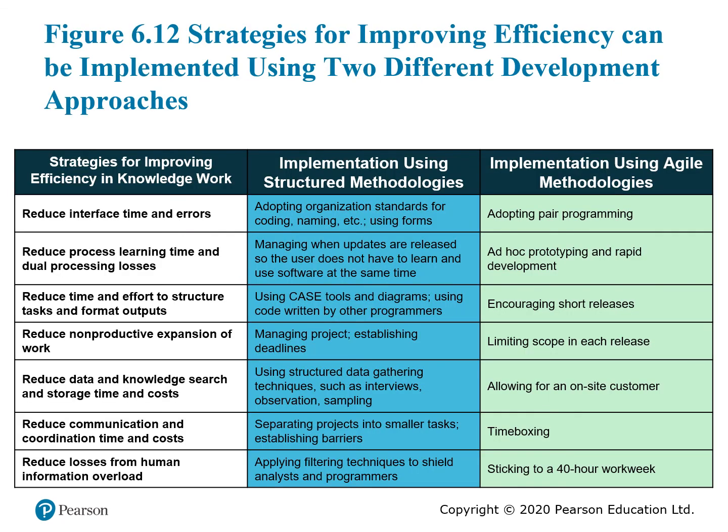This table illustrates the strategies for improving efficiency which can be implemented using the two different development approaches, agile modeling and the structured methods. The first strategy is to reduce the interface time and errors. For the structured methods, this means adopting organizational standards for coding, naming, and using forms, whereas for agile modeling it means adopting pair programming.